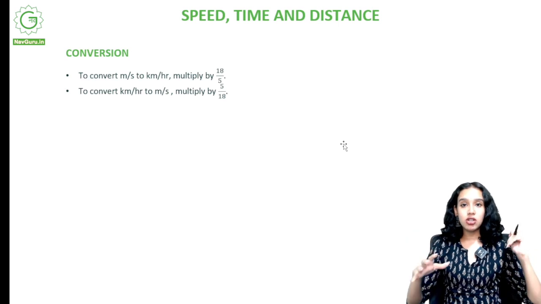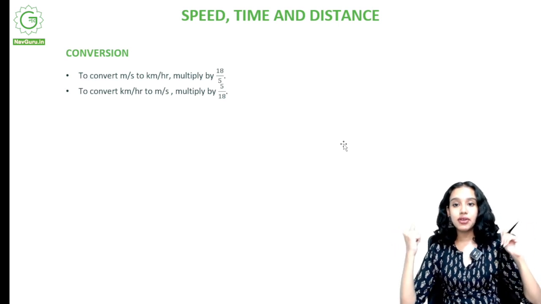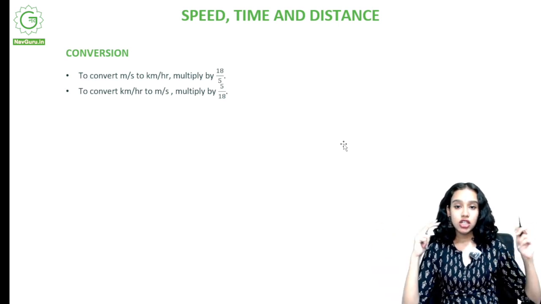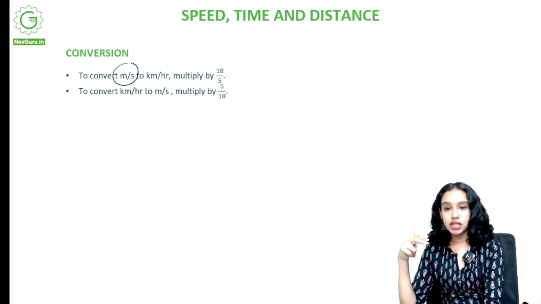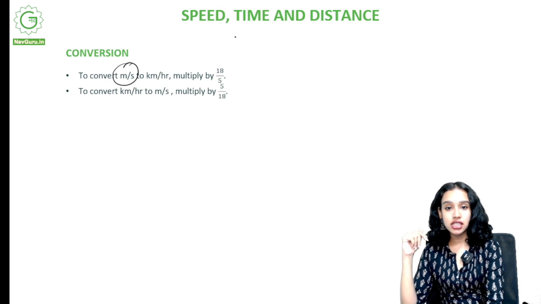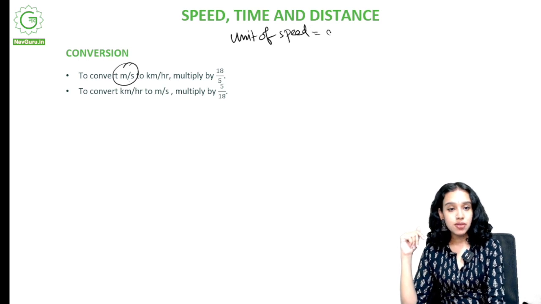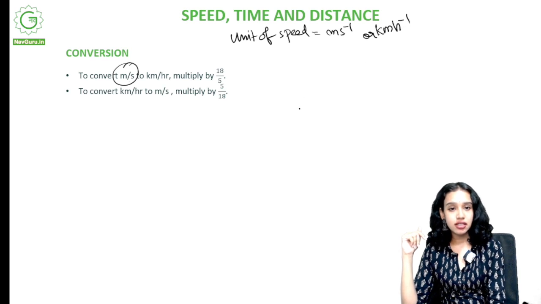Now let's talk about conversions. Say that we have to convert meter per second to kilometer per hour. Okay. So how did we get the unit as meter per second? Meter per second is the unit of speed. Unit of speed is meter per second or kilometer per hour, right? So how did we get it? Because speed is equal to distance by time.